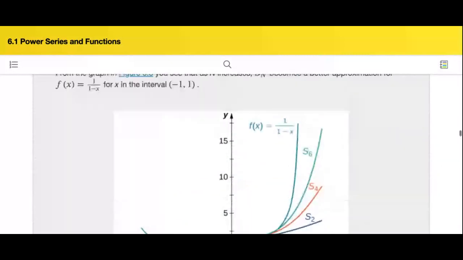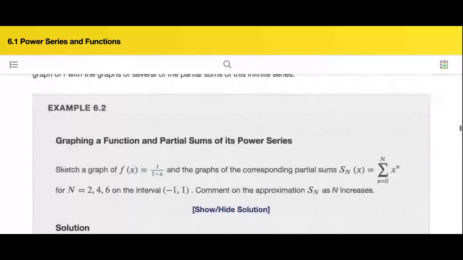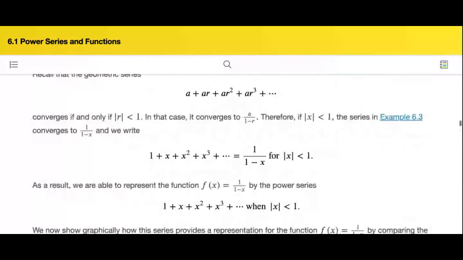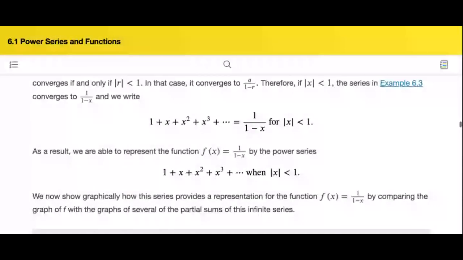All right, let's see this one. Okay, any questions for this? Actually, from this, this is for a geometric series, right? This is a geometric series, and the ratio in this geometric series, the ratio r is just x.